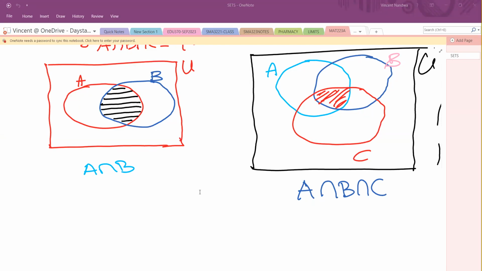So we discussed two main basic set operations: set intersection and set union.